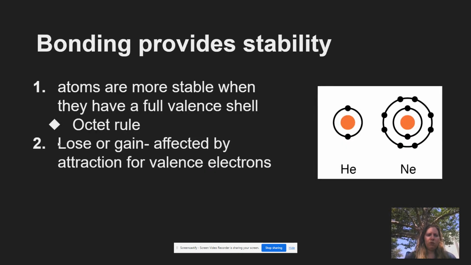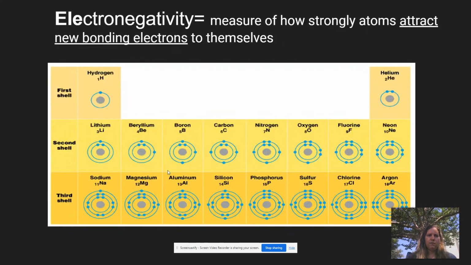Secondly, whether an atom loses or gains electrons to fill that valence shell is going to depend on its attraction for valence electrons and the attraction of the atom that it reacts with. We have a term, electronegativity, that gives us an idea of how strongly atoms will be able to pull new bonding electrons to themselves. And it has a lot to do with what we talked about in the last section of the unit, with how strongly the nucleus has a pull for its valence electrons.